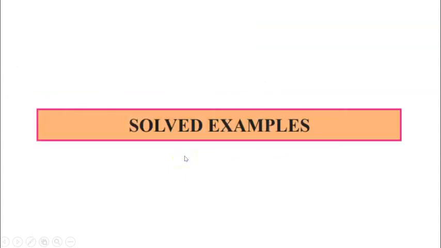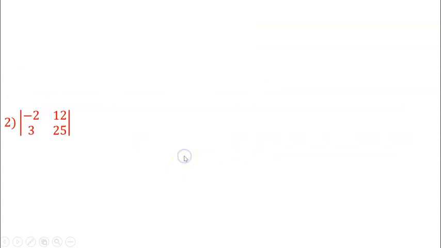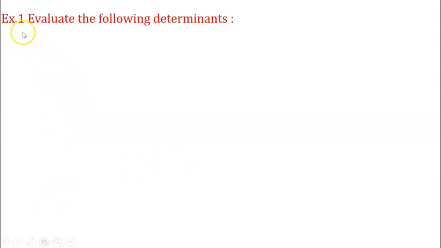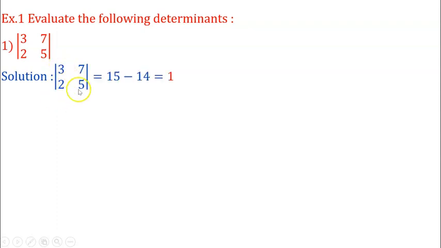Now next, short examples. See this here. The first example, evaluate the following determinant. First is 3, 7, 2, 5. Now here 3 into 5, 15, minus 2 into 7, 14. 15 minus 14, you will get here 1.